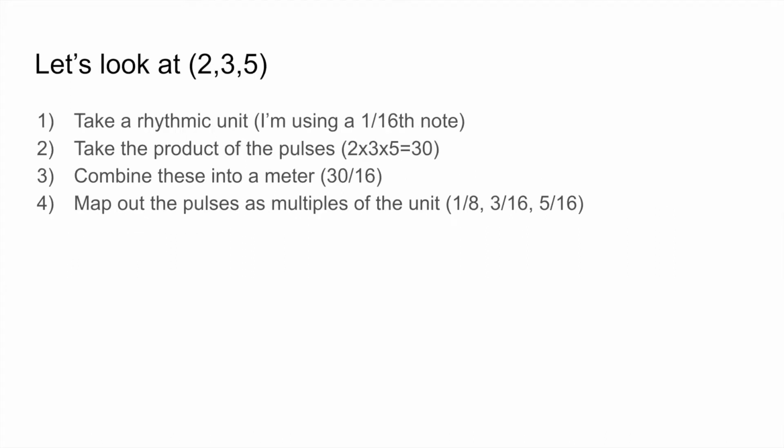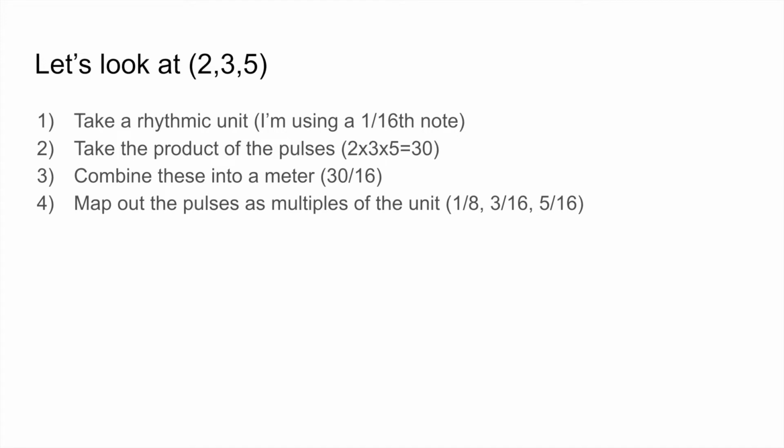All right, so let's look at the example of 235. Step one, take a rhythmic unit as your reference point. I'm going to use a 16th note. Then take the product of all your pulses. I'm doing 2, 3, and 5, so it gives me 30. This is going to create my meter, which is 30/16 or 15/8, but we'll call it 30/16 for clarity. And map out each of those pulses as multiples of the unit.